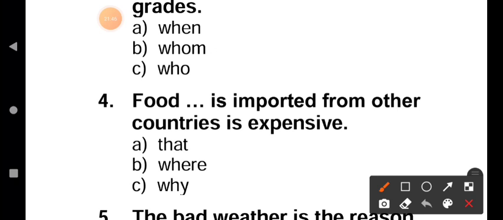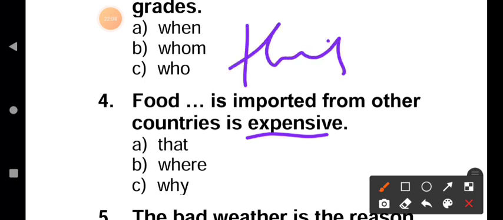Food dash is imported from other countries is expensive. Expensive is an adjective. Expensive, other countries. Food, it is not a person or people, it comes under things. What pronouns do we have to use for things? Either which or that. Which pronoun is most suitable? Which or that. But where indicates the place, why is a reason.